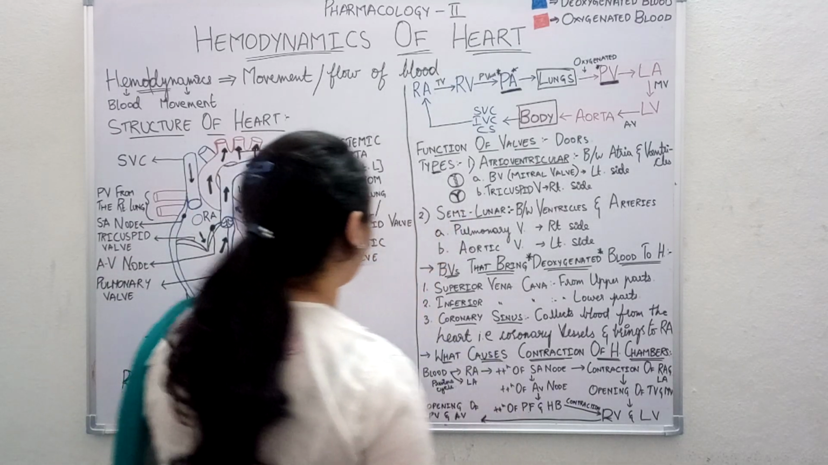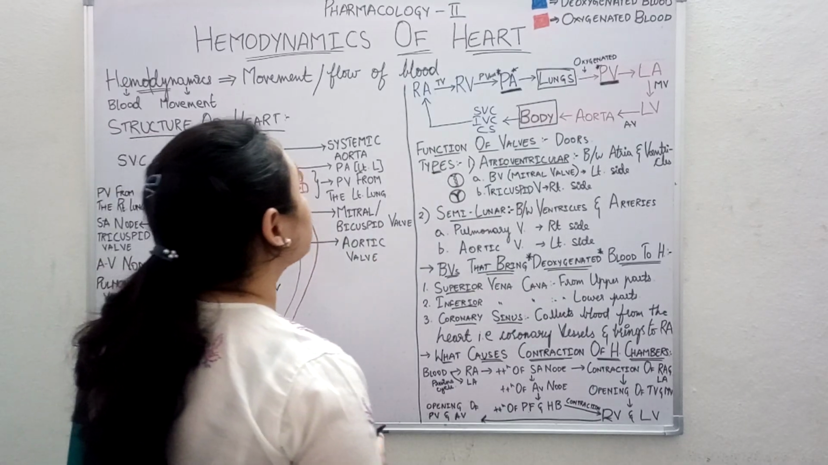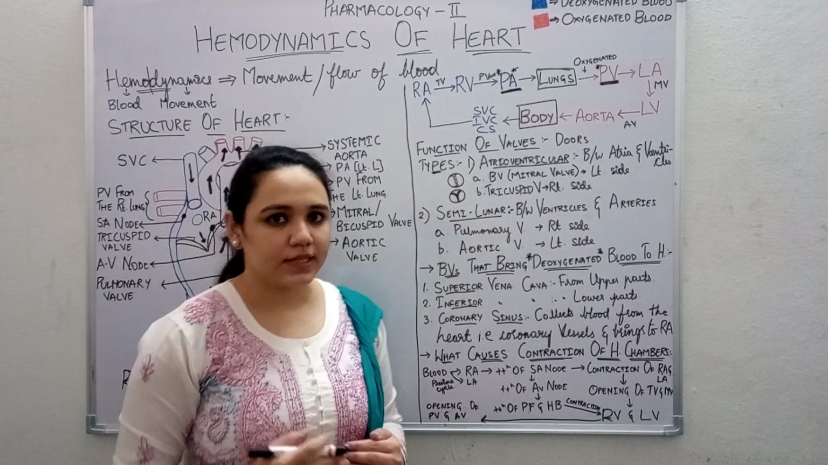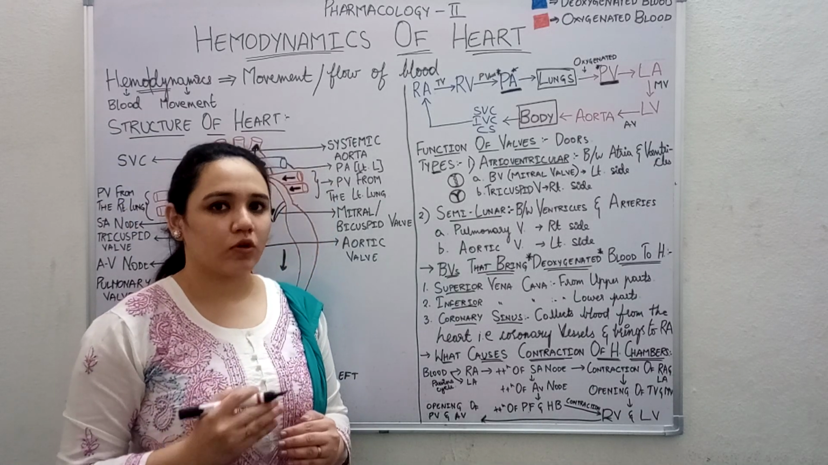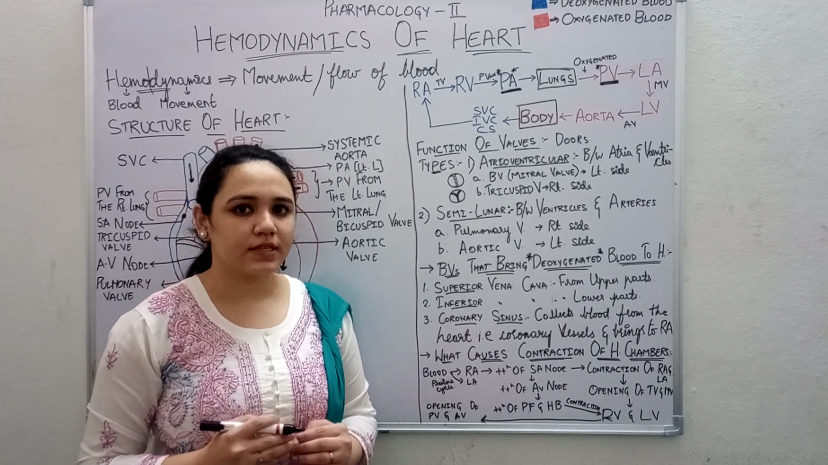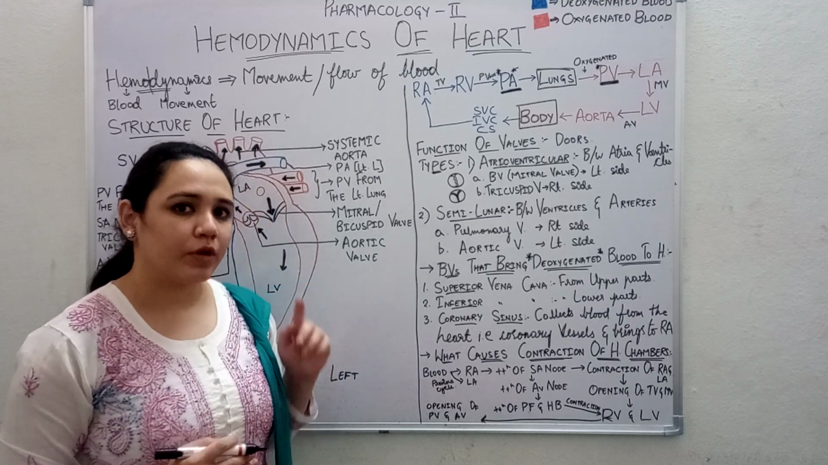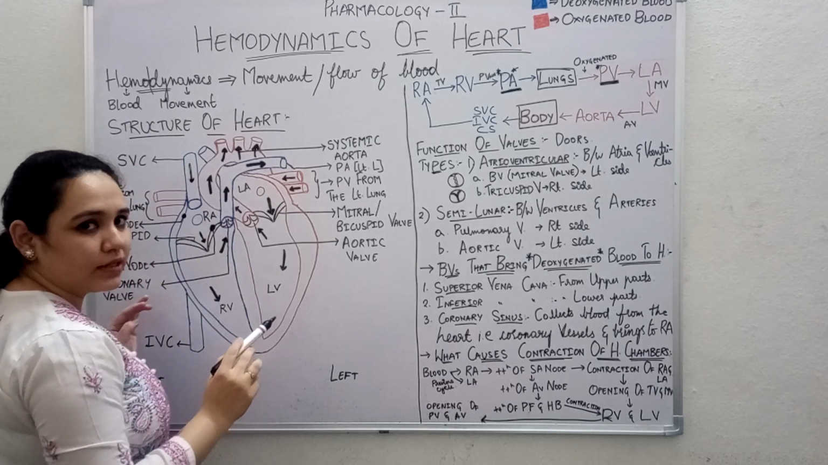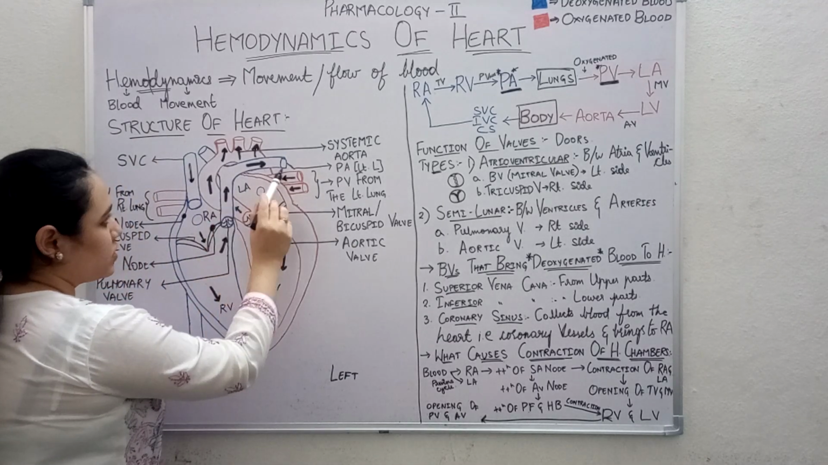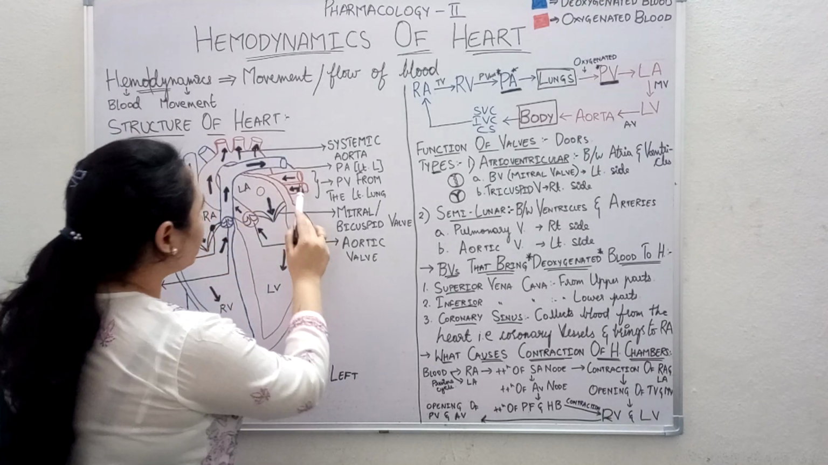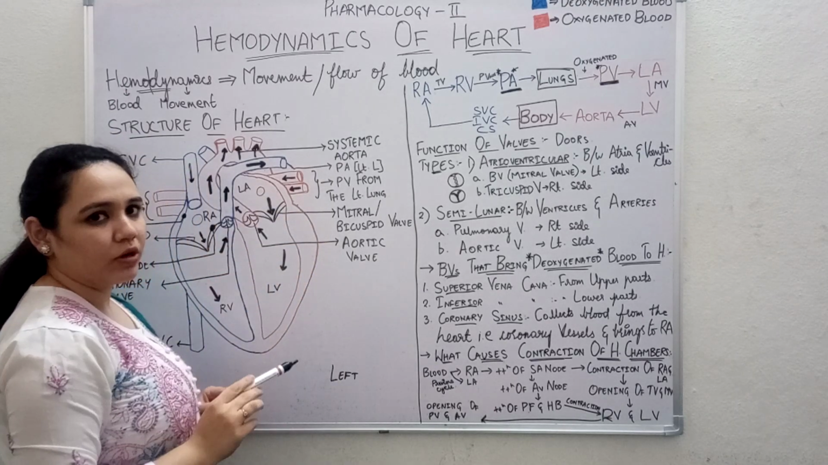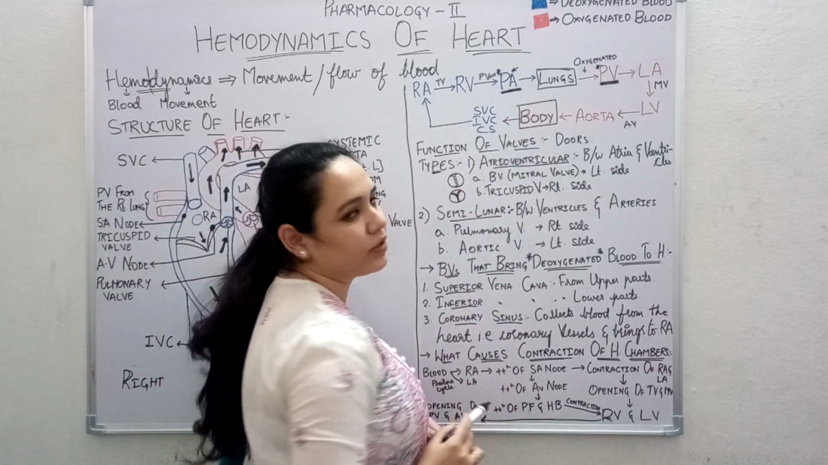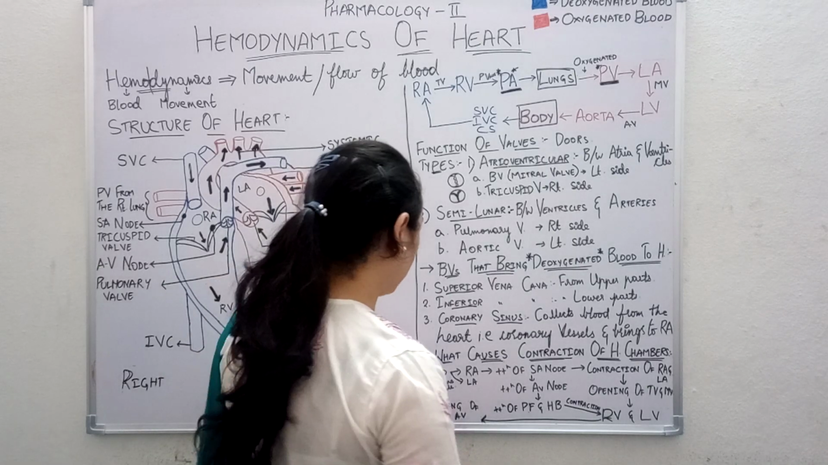So we also see one peculiar thing in this blood flow. As we know, all the arteries in the body carry oxygenated blood and all the veins carry deoxygenated blood. But only in the heart we can see that pulmonary artery is the only artery in the body that carries deoxygenated blood, and then pulmonary vein is the only vein in the body that carries oxygenated blood. So this is something which is very peculiar about pulmonary artery and pulmonary vein.